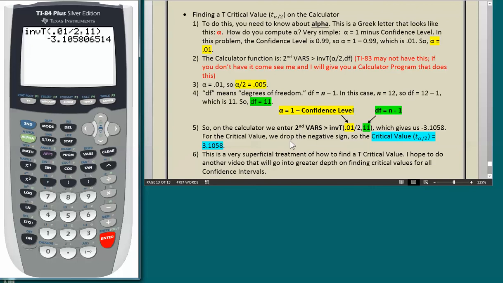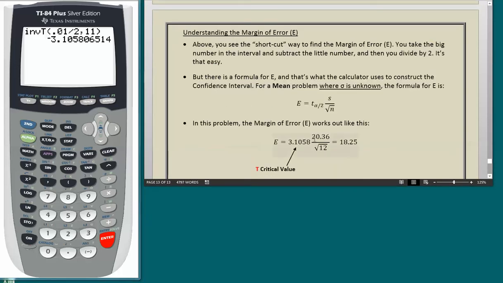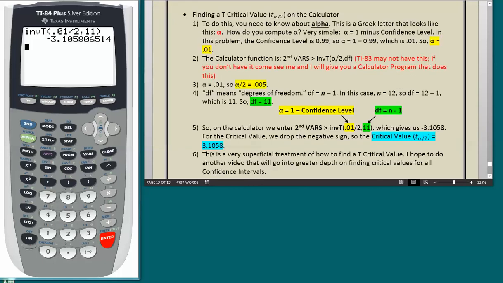For the critical value, we drop the negative sign, so the critical value, t alpha over 2, is 3.1058. So that is the number that went in right there for the critical value into this formula to calculate E. I want to emphasize, this is a very superficial treatment of how to find a t critical value. I hope to do another video that will go into greater depth on finding critical values for all confidence intervals. And that is the end of this video.